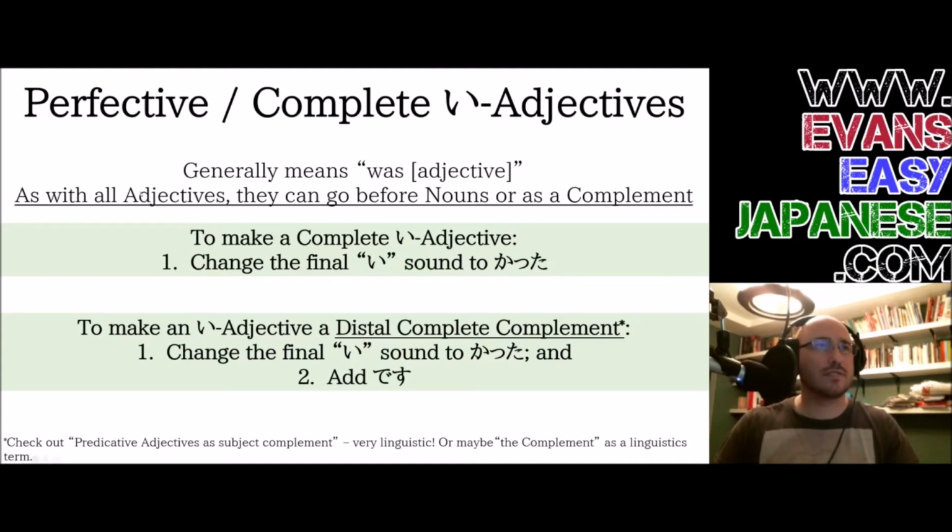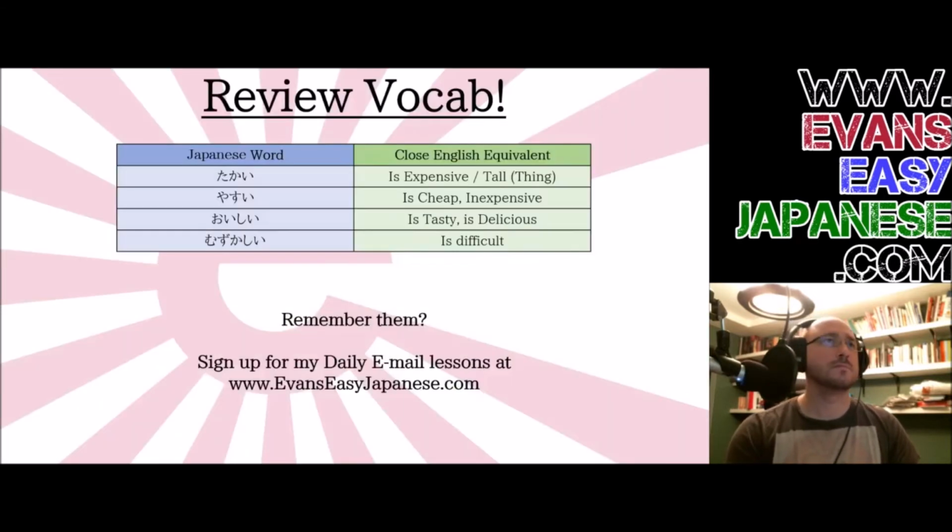Where did we have the asterisk? The asterisk was, I don't actually have an asterisk anywhere in here, but we have, check out predicative adjectives as subject complement. Great. It's a very linguistics title, maybe just as the complement as a linguistics term, and you'll learn a lot more about what all these words mean. Oh, there's the asterisk. I'm an idiot. So if you want to learn more about what the heck I'm talking about when I say a complement and things like that, those are some Google searches that you can learn more about. I think Wikipedia has some good stuff on it.